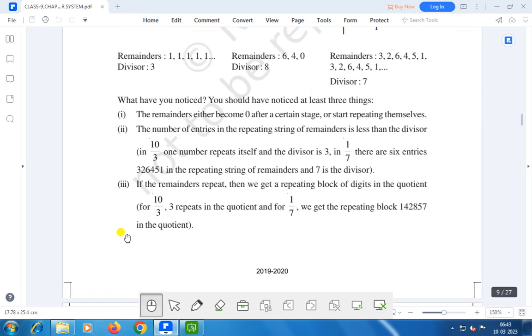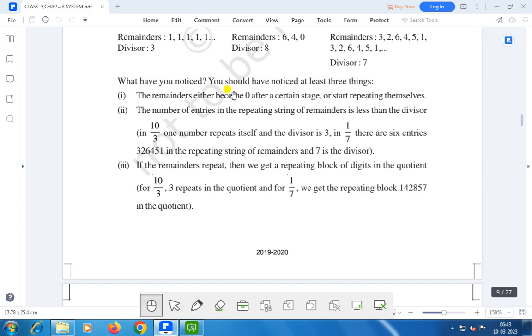What have you noticed? You should have noticed at least three things. The remainders either become 0 after a certain stage or start repeating themselves. The number of entries in the repeating string of remainders is less than the divisor. In 10 by 3, one number repeats itself and the divisor is 3. In 1 by 7, there are 6 entries, 3, 2, 6, 4, 5, 1, in the repeating string of remainders, and 7 is the divisor.